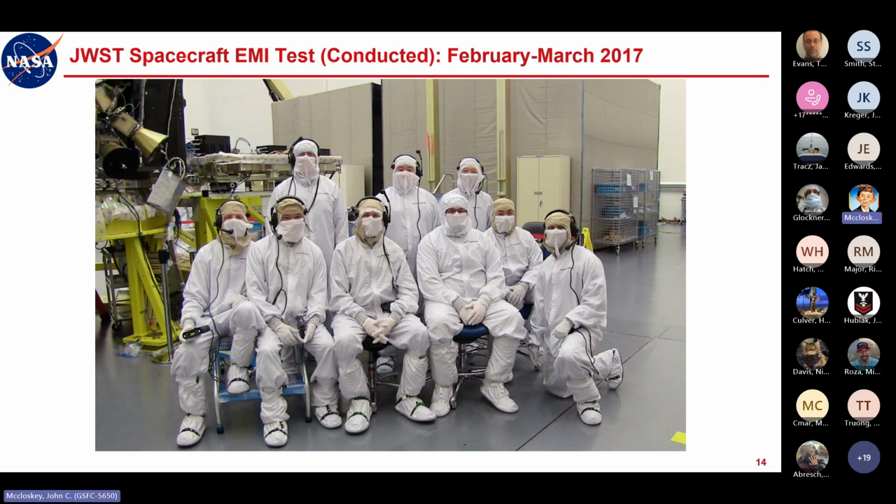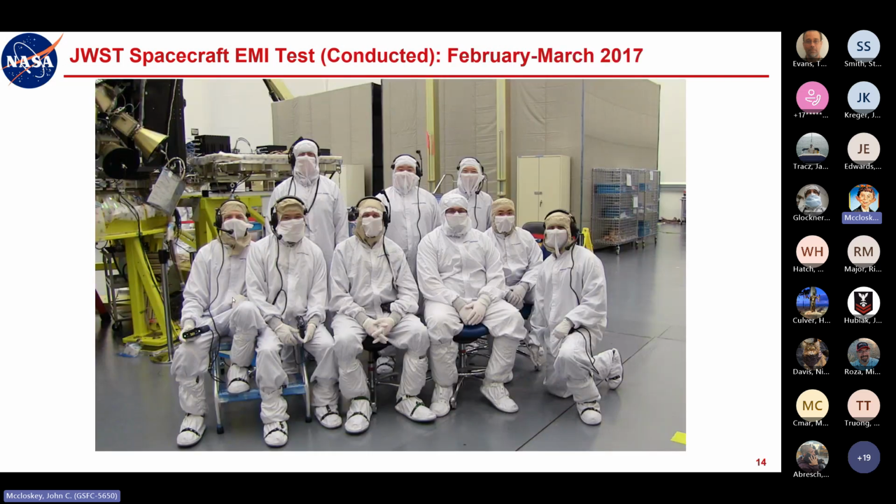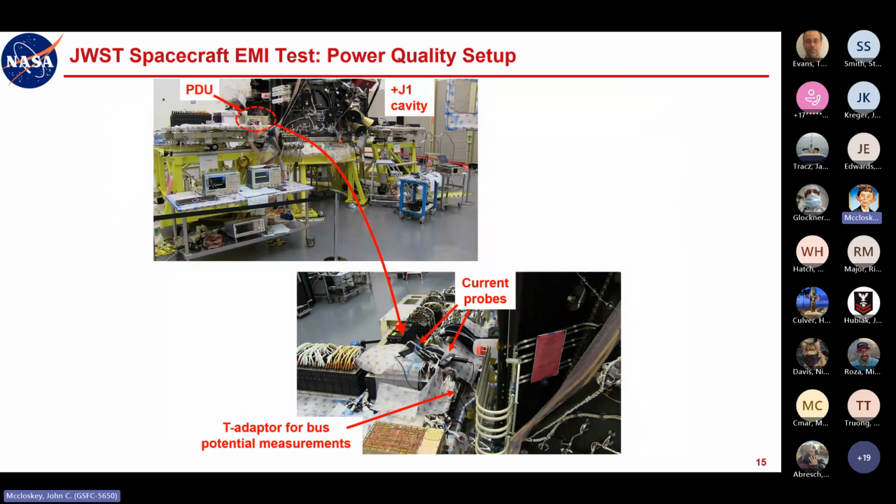So here's our motley crew from the JWC spacecraft EMI test out at Northrop Grumman in the early part of 2017. Here's the power quality setup. We did the spacecraft test in two stages. The conducted tests were this part, in February, March, and then the radiated tests we did about a month later. So they were two separate test campaigns. Don't get the impression that the test took a month and a half. Each one of these tests took days, which is one of the major points I'm going to drive home.